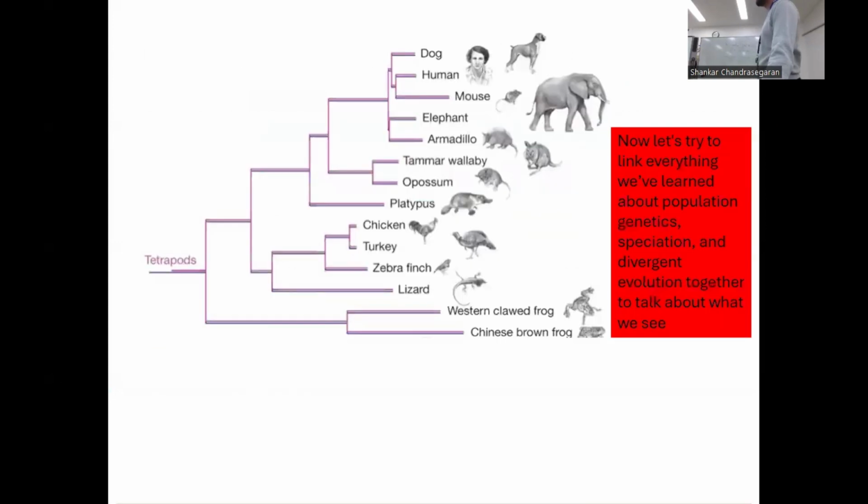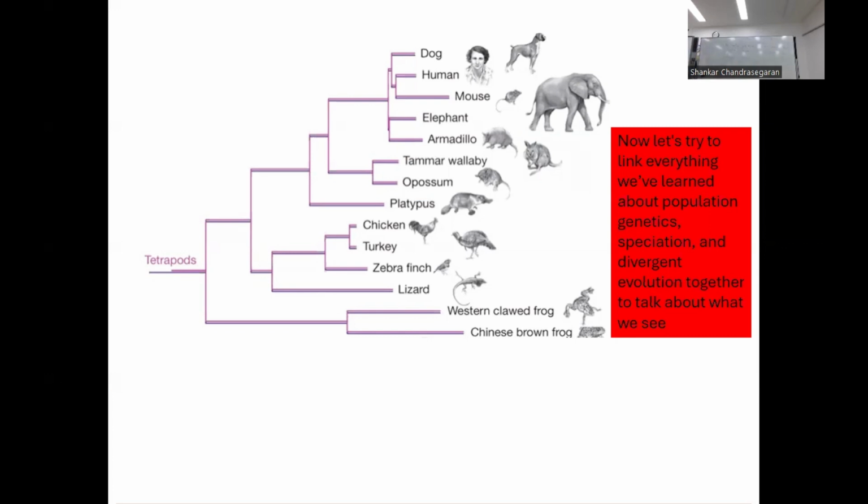Okay, so basically, we've looked at a lot of different things so far in this area of study two. We've looked at population genetics, we've looked at speciation, and now we're looking at divergent evolution, and then we're looking at it in terms of a phylogenetic tree. The idea here is to relate all these things together to understand how this phylogenetic tree is describing that.